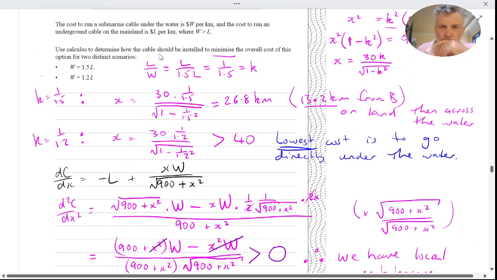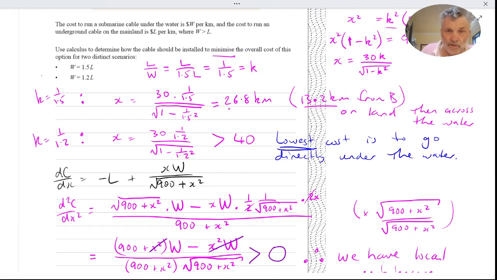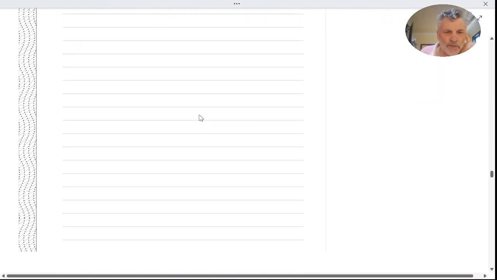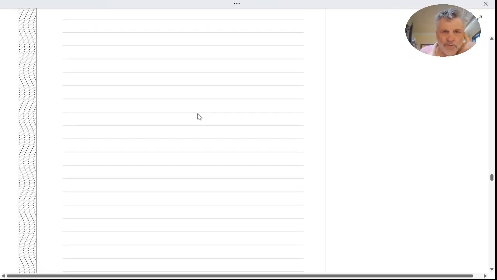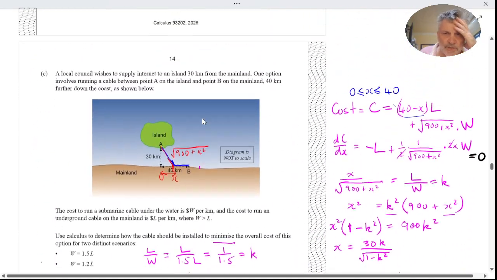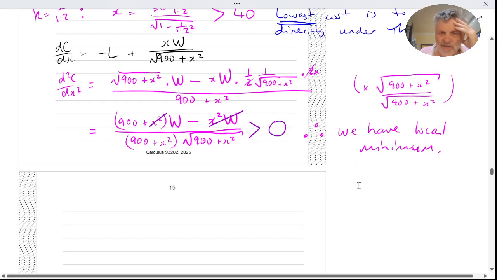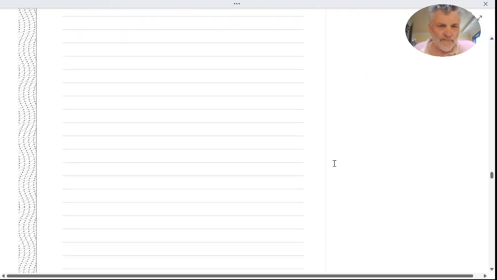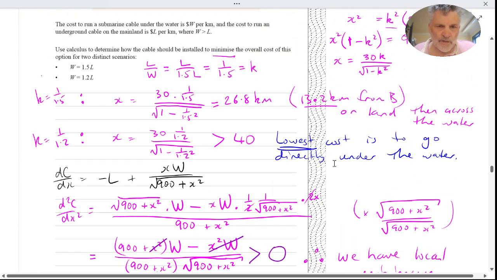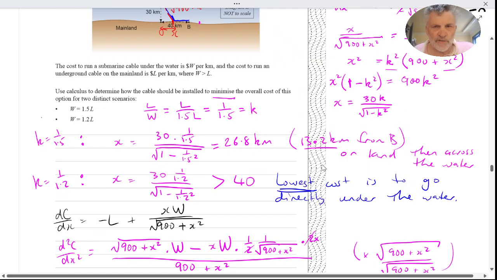So we've found that we've got a local minimum here, and we've got a local minimum for some value x bigger than 40, which means that the best we can do is actually go direct underwater. And this question gave us a whole lot of extra space which we didn't use, or maybe I used it by going down the side, but we have completed question 3. So any questions in the comments? Otherwise, I'll see you next time for question 4.